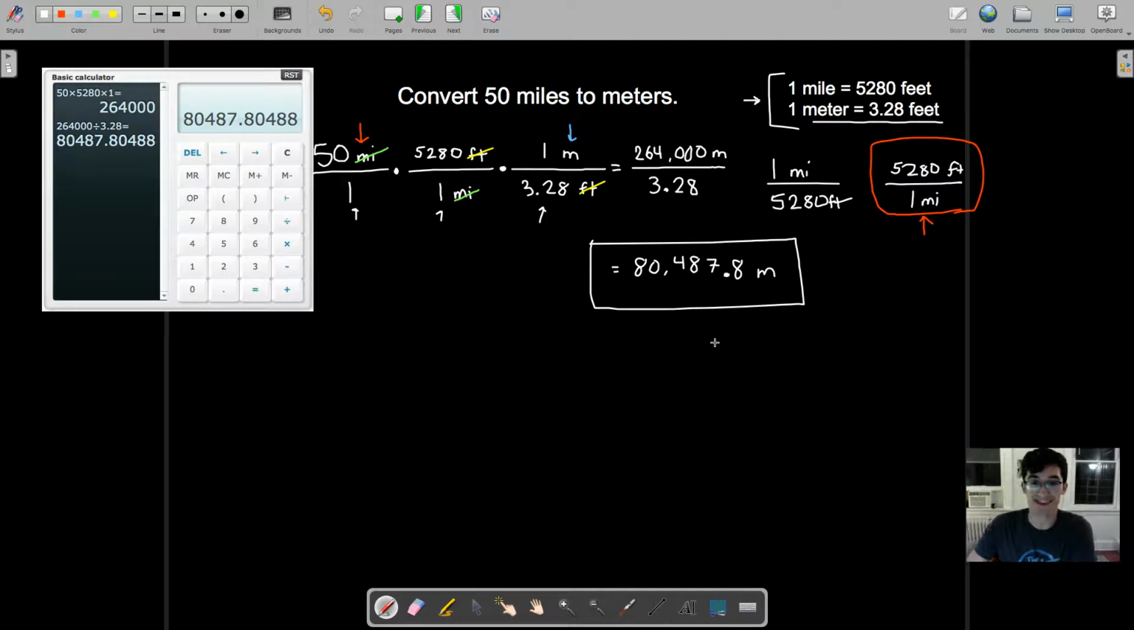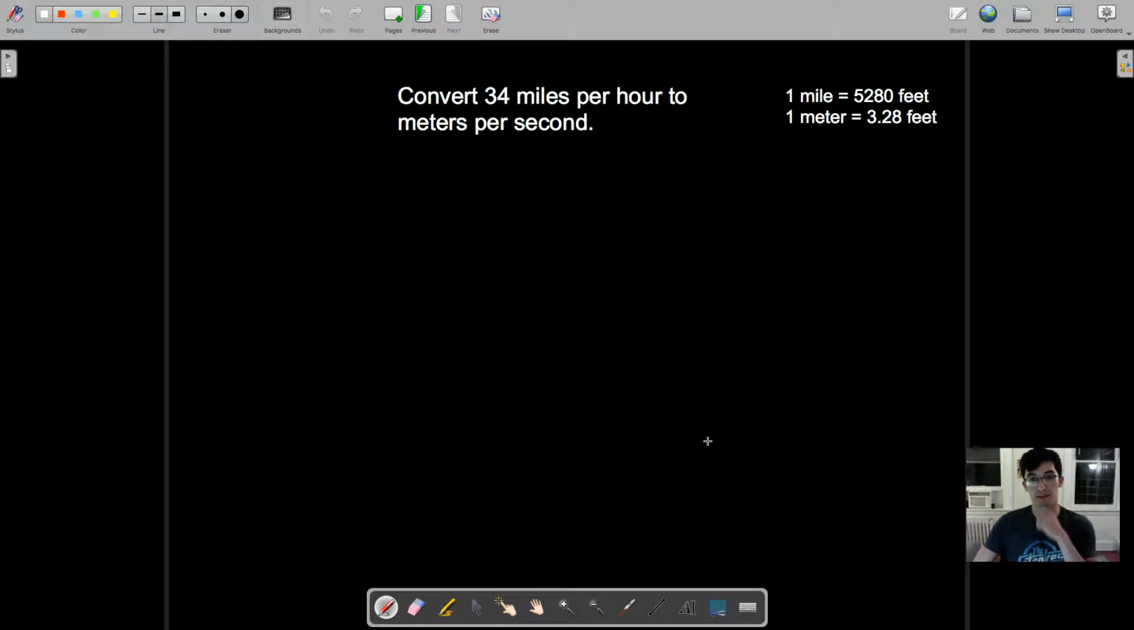Awesome. All right. So now let's go ahead and jump into a little bit tougher problem, right? This problem is going to be a little trickier. We're going to have to convert 34 miles per hour to meters per second. Oh, well, that's a little different. Now we're dealing with 2 units. We have miles and we have hours, and we need to get them to meters and seconds respectively.